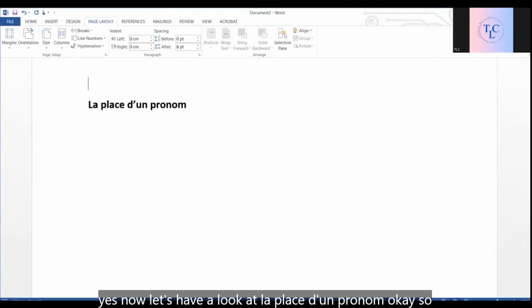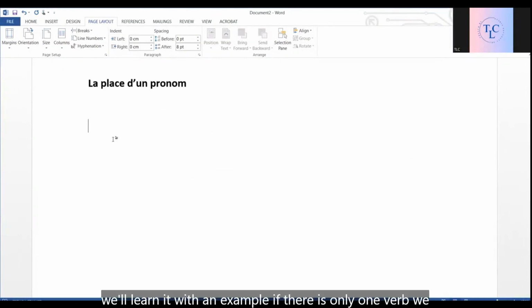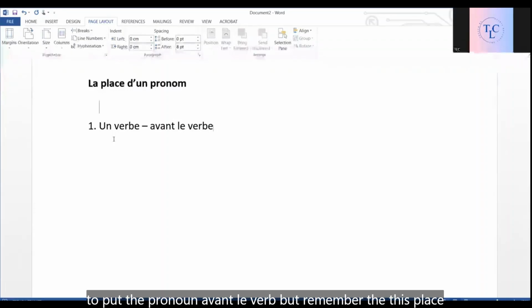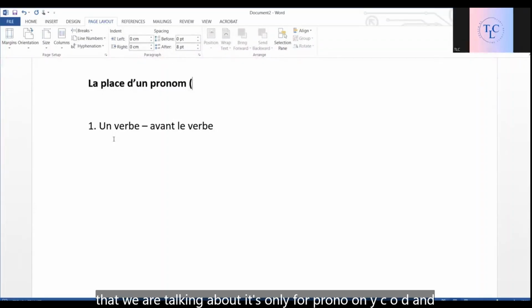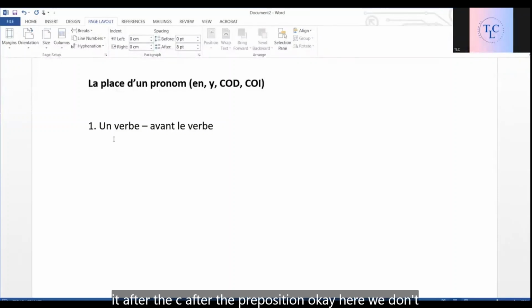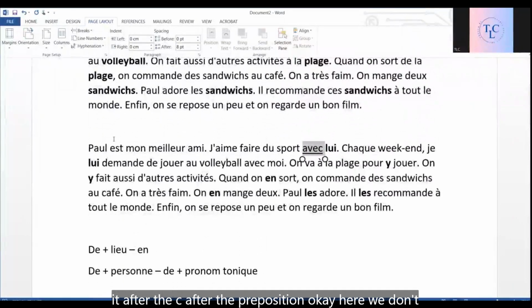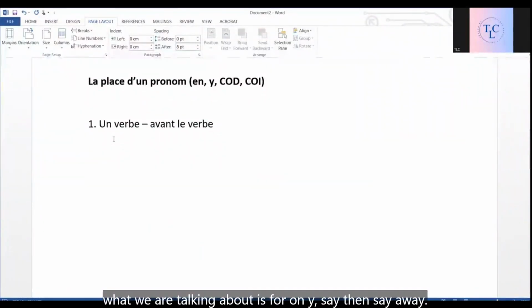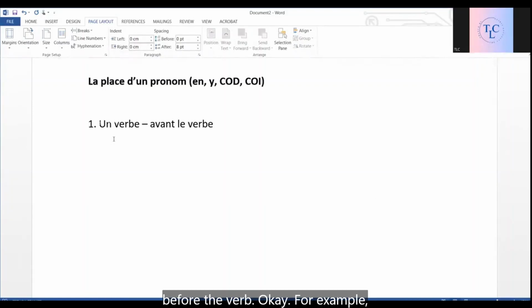Yes, now let's have a look at la place d'un pronom. So we'll learn it with an example. If there is only one verb, a single verb in the sentence, then no confusion. We have to put the pronoun before the verb. But remember, this place that we're talking about is only for pronouns en, y, COD, and COI. For pronom tonique, it's not the case. We always place it after the preposition. Here we don't change the place to before the verb; it comes after the preposition. Simple. This is for en, y, COD, and COI. So if we have a single verb, then no confusion: before the verb.